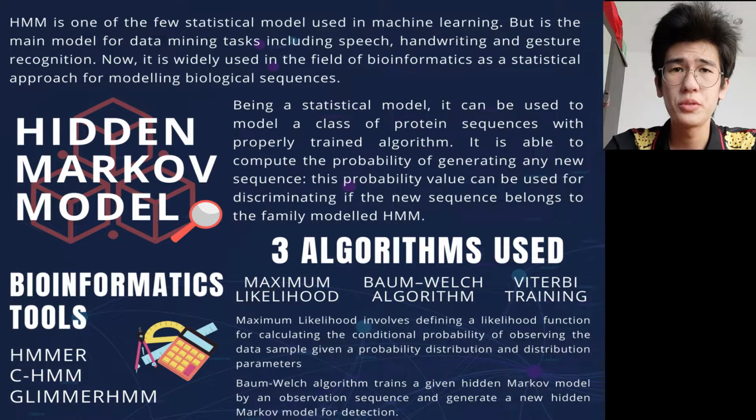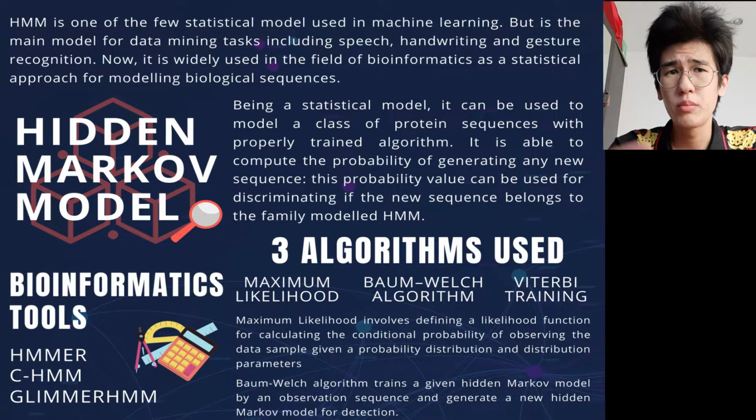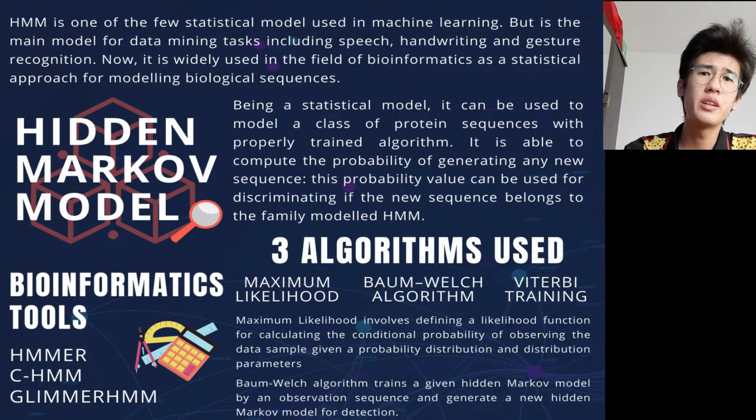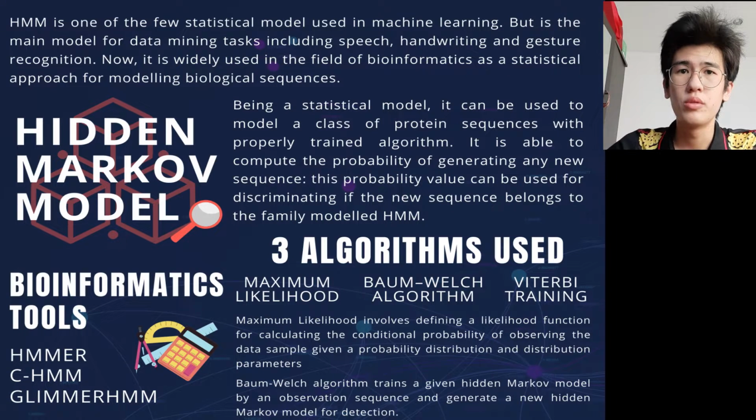There are three algorithms used. The first one is maximum likelihood, the second is the Baum-Welch algorithm, and the third one is the Viterbi algorithm. Maximum likelihood involves defining a likelihood function for calculating the conditional probability, meaning the algorithm will calculate the probability of observing the data sample given a distribution and parameters. The second one, the Baum-Welch algorithm, trains the HMM model with an observation sequence and generates a new hidden Markov model for detection.